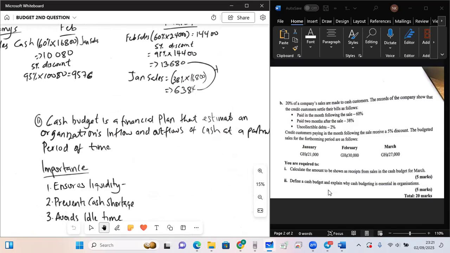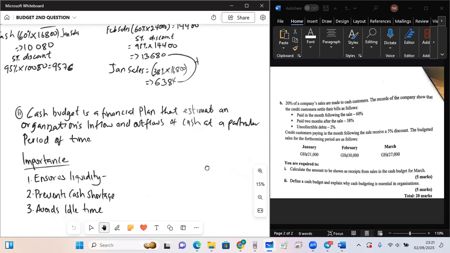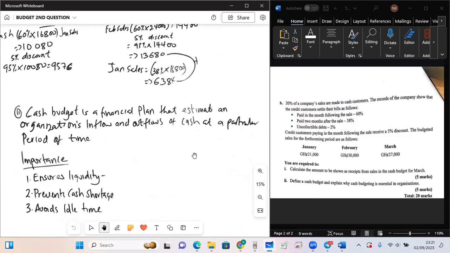So the next part was saying to define cash budget and explain why cash budget is essential. So cash budget is the financial plan that estimates an organization's inflows and outflows of cash at a particular period of time. Now, it ensures liquidity, so that you have cash to be able to do quick business. It also prevents cash shortage, in the sense that since you know the amount of cash you have available, you'll be planning accordingly so that you wouldn't be experiencing any cash shortage.